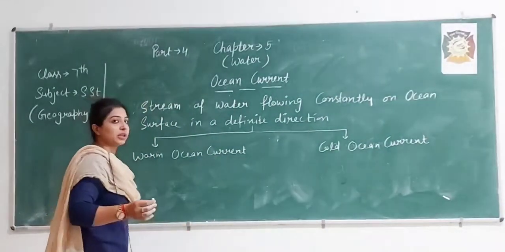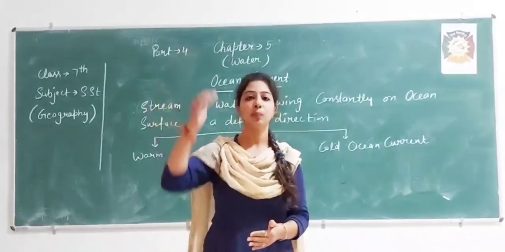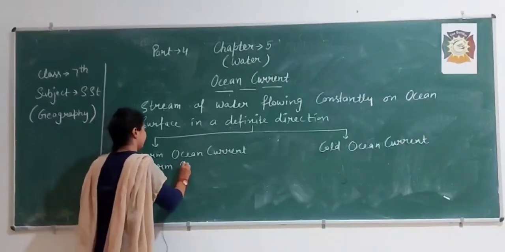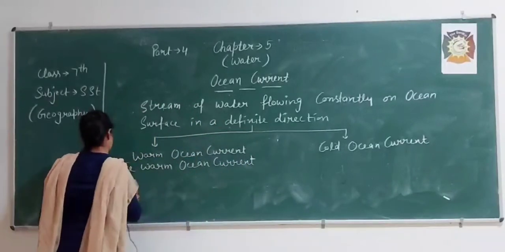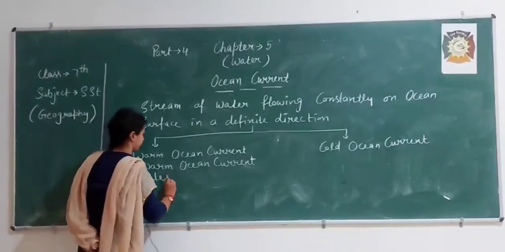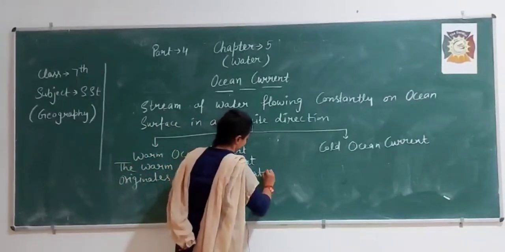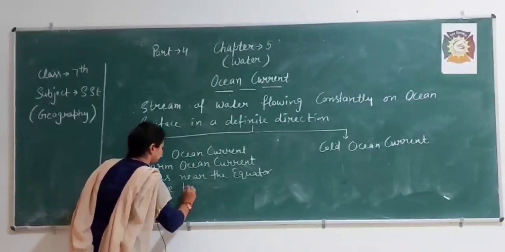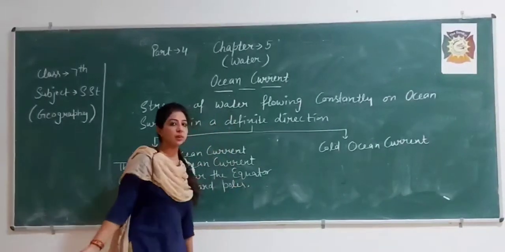See, warm ocean currents originate near the equator and then move to the poles. I am writing here. The warm ocean current originates near the equator and moves toward poles.